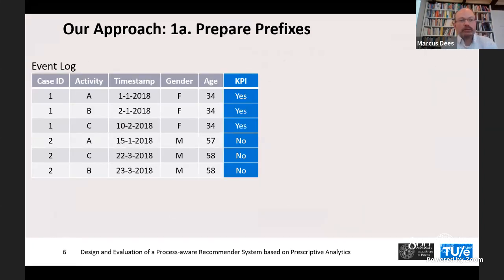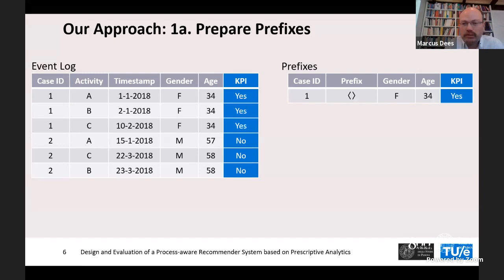Let's go to the first step, which is to prepare the prefixes. We start with an event log consisting of at least a case ID, an activity, a timestamp, and an attribute representing the KPI. In our case, we have a binary KPI. Other attributes are allowed, but not necessary. We create a data set for our prefixes based on this event log. We start with the empty prefix for each case, and the attribute values of the first event are copied, including the KPI.